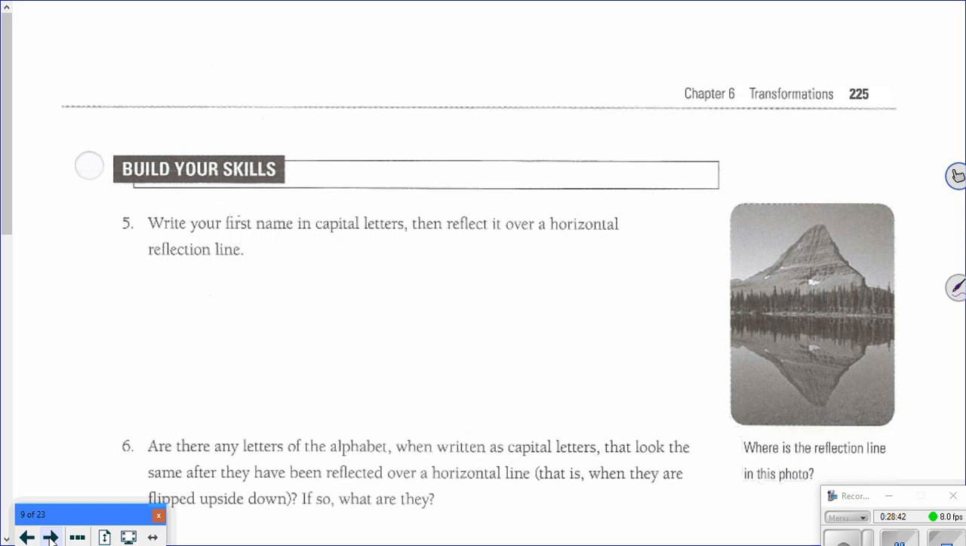Okay, so this one says write your first name in capital letters, then reflect it over a horizontal reflection line. So if I was going to do mine, you're going to do your own. Luckily, none of you have super long names. Write it in capital letters.